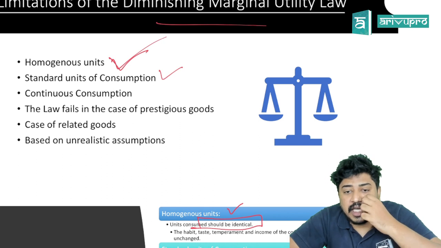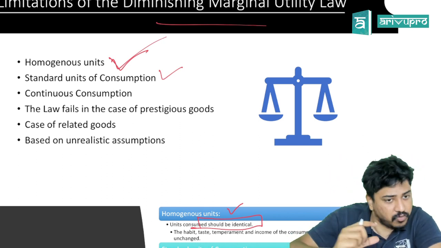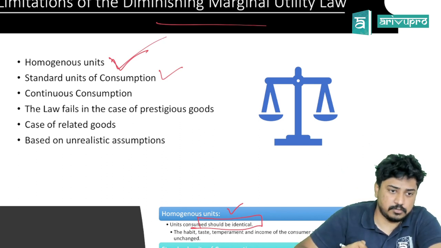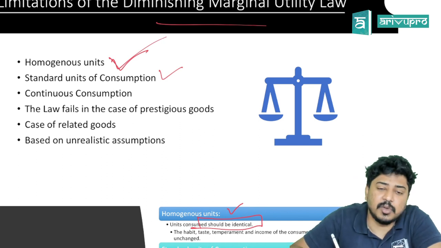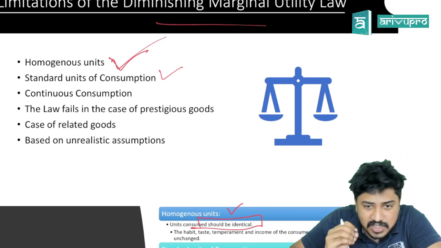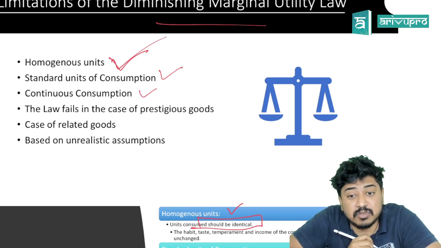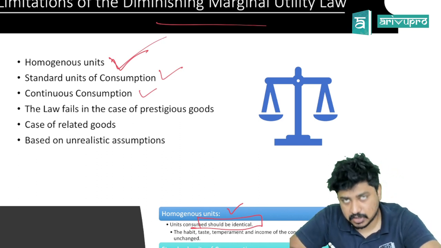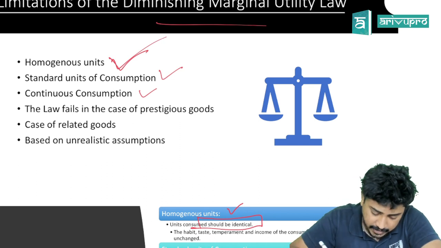Now, when you are drinking water, how do you drink water? 1 liter of water or 1 cup of water, right? So someone should not say, I'll take 1 drop of water and I expect the law of diminishing marginal utility to work, right? Because 1 drop of water is not a standard unit. Then continuous consumption should be there. You should keep on eating it. There should not be a gap. It's not like in the morning you eat, then in the evening you eat. You should be continuously eating it.